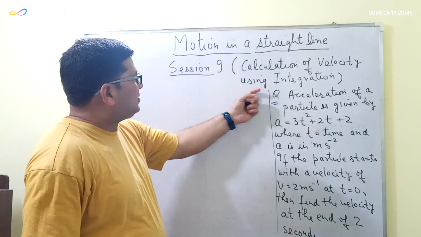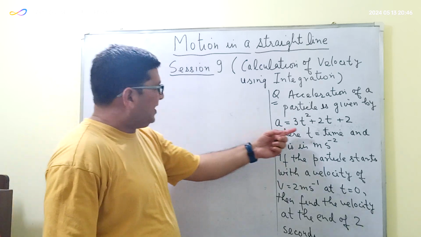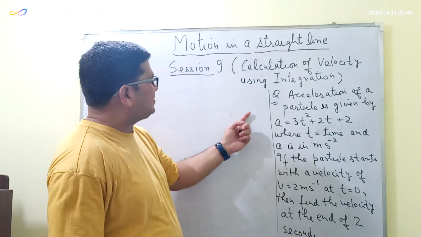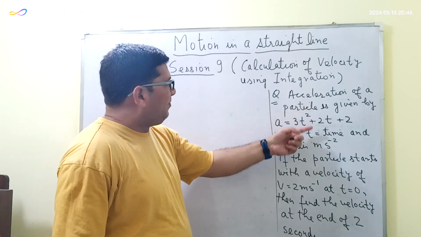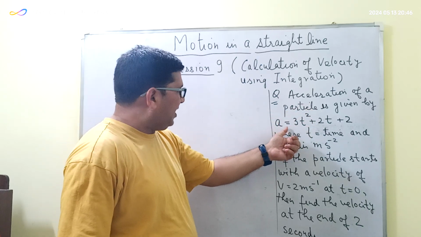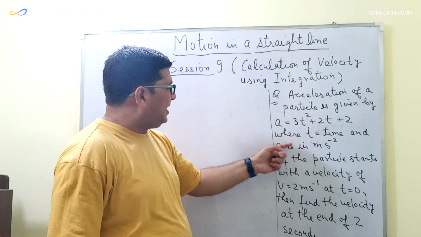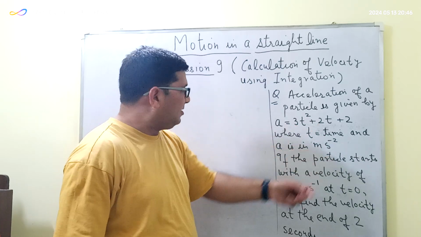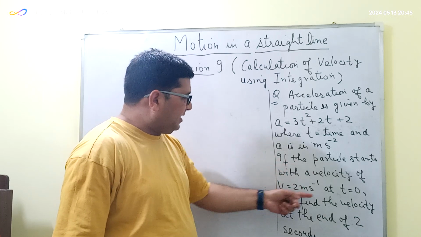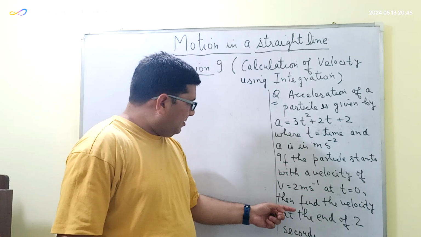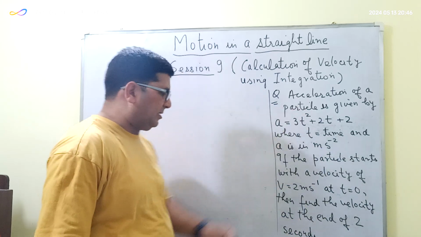The topic is calculation of velocity using the method of integration. And I have taken one question for this session which is based on this topic. The question is: the acceleration of a particle is given by a = 3t² + 2t + 2, where t is the time and the acceleration is in meter per second square. The particle starts with a velocity of 2 meter per second at t = 0. We have to find the velocity at the end of 2 seconds of this particle.